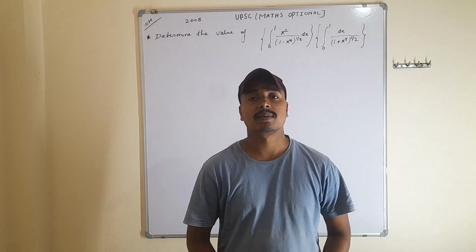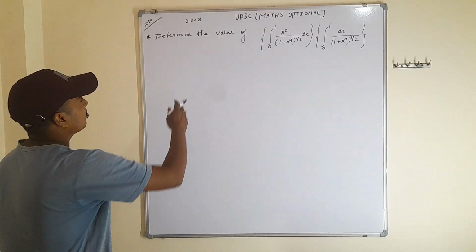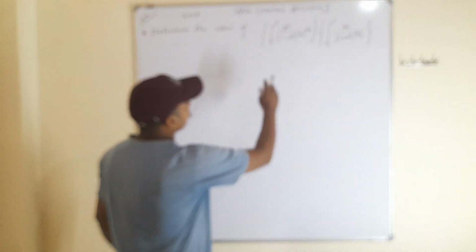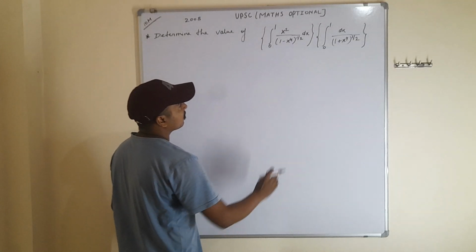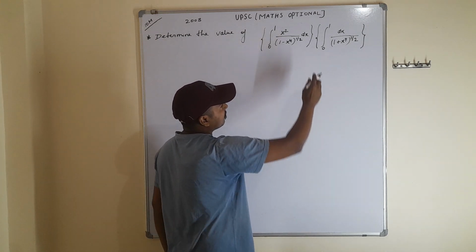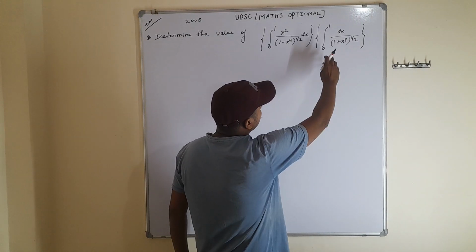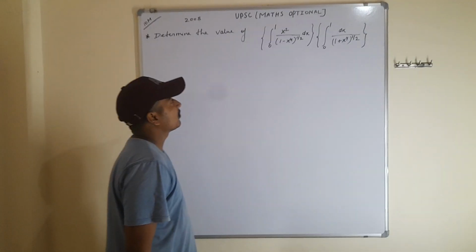This is from the topic beta and gamma function. In the given question, determine the value of the integration from 0 to 1 of x squared upon (1 minus x to the power 4) whole to the power 1 by 2 dx, into the integration from 0 to 1 of dx upon (1 plus x to the power 4) whole to the power 1 by 2. Let's solve the problem.